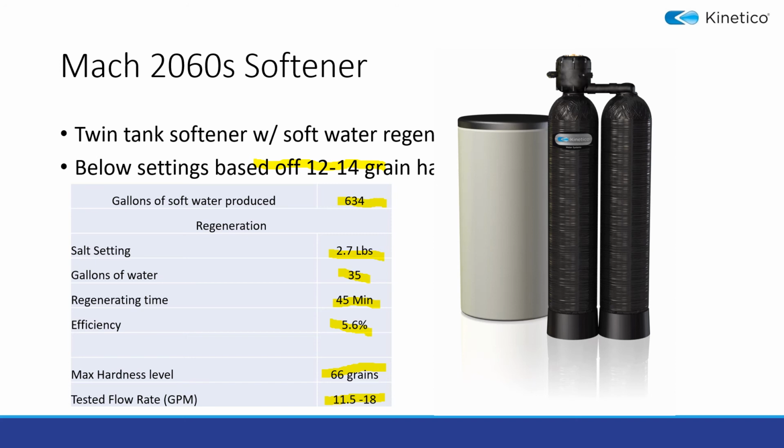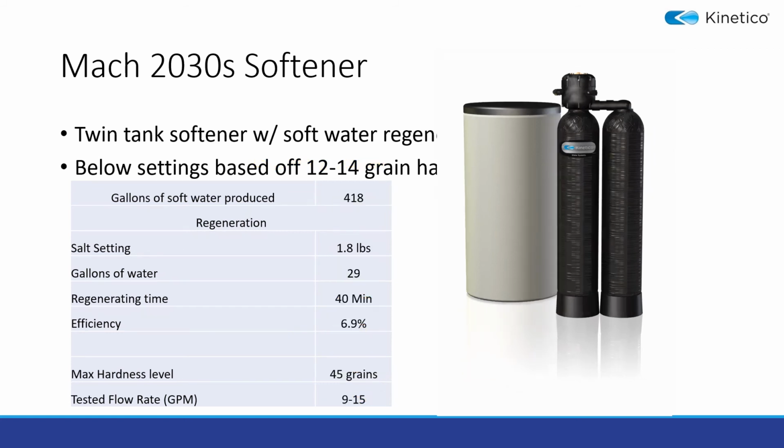The unit will also have a 10-year warranty on all parts. The next model is the 2030 softener, again still a non-electric unit, twin tank softener with soft water countercurrent regeneration. It is a step down in size compared to the 2060 unit. Again, the unit can be used on well or city water, so it is effective in removing hardness as well as ferrous iron. Depending on your hardness level, that will determine the amount of soft water produced before regeneration.